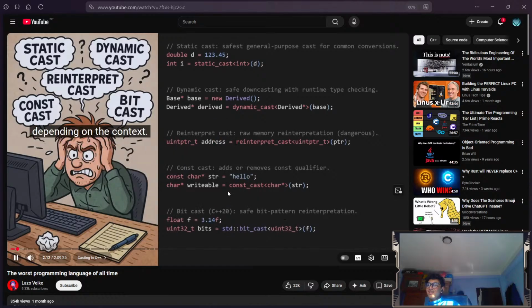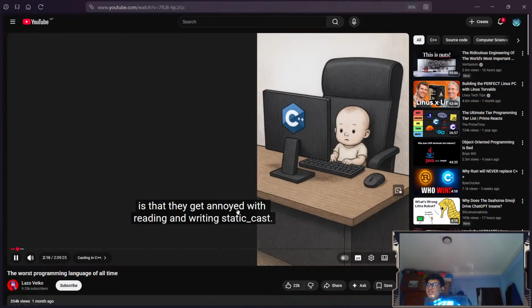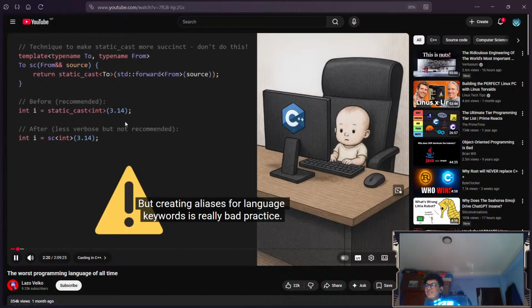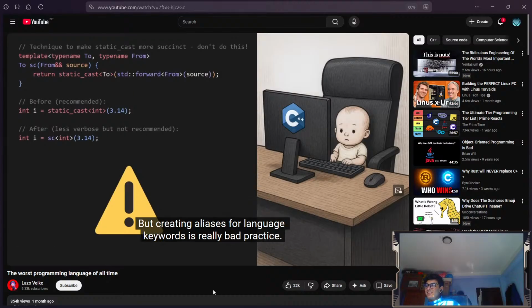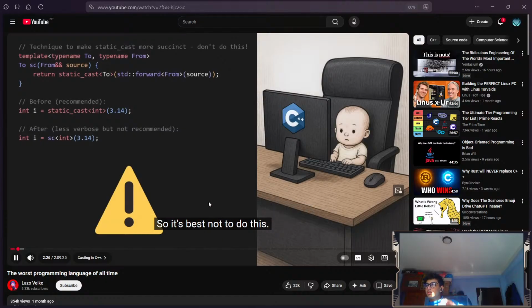Bitcast, depending on the context. Bitcast? A common theme I see with C++ beginners is that they get annoyed with reading and writing static cast, so they create an alias for it. But creating aliases for language keywords is really bad practice, because other developers won't be familiar with your version of the language, so it's best not to do this.